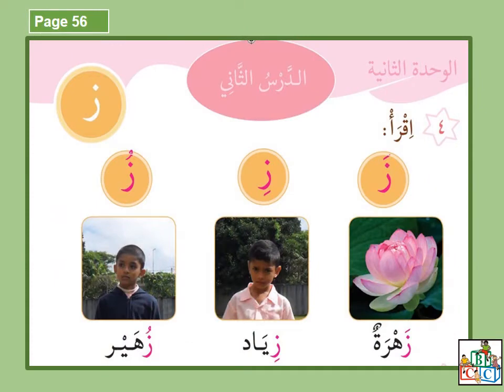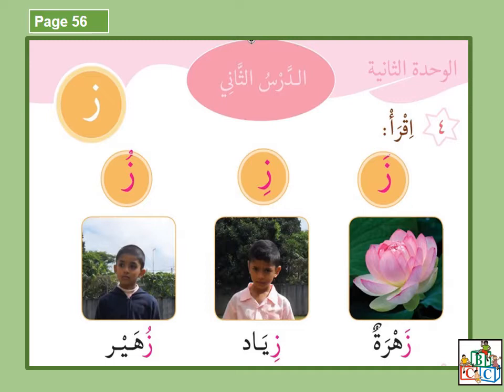Follow your book. Hope you have your book near you. Follow your book page 56. So, الدرس الثاني. We are going to do the letter Z today. Z, and with the harakat of Fatha, Kasra and Dhamma. Let's see the first circle here on your right side.